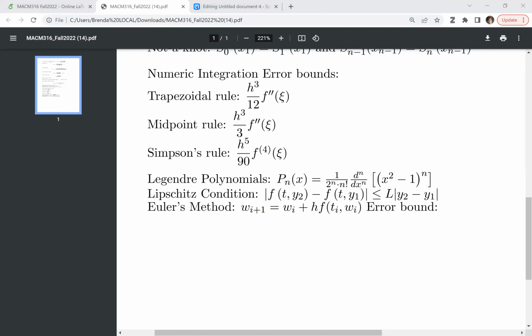Where are we at? We are here, higher order methods. We have learned how to use Euler's method for a single differential equation of order 1. That's what we did first.